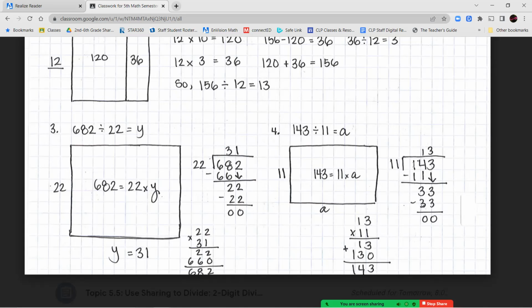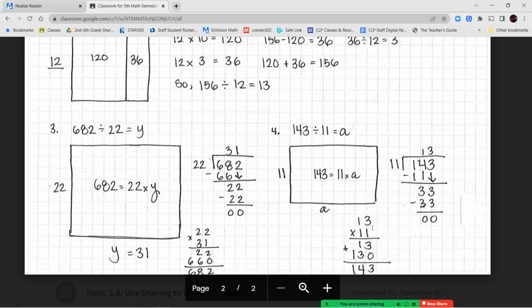There's no groups of 11 in 1, but there's one group of 11 in 14. So I put my 1 over that last digit that I used, the 14. Subtracted the 11 from it, and I was left with 3. And then I was able to drop my next digit. So my 3 now became 33. I know that 11 times 3 equals 33, so I subtracted that off, and I was left with no remainders. So 11 times 13 equals 143, or I can say 143 divided by 11 equals 13.